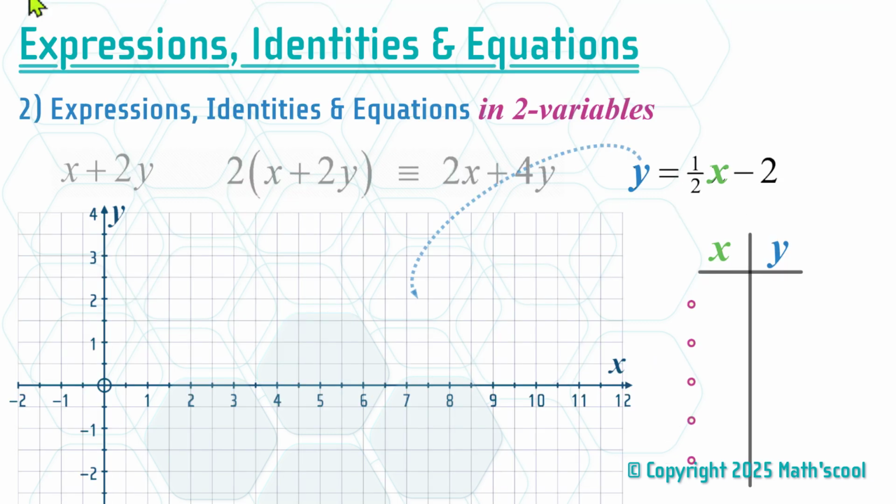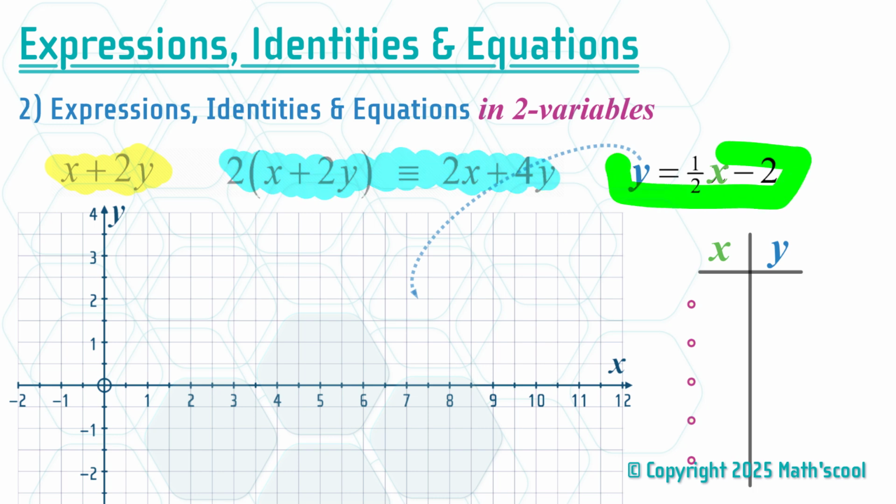Okay, now we've got the same thing, but we haven't just got x, we've got y in there as well. So this is an expression with x and y in it. This is an identity with x and y in it. And last of all, we have here an equation with x and y in it. So this is an equation.